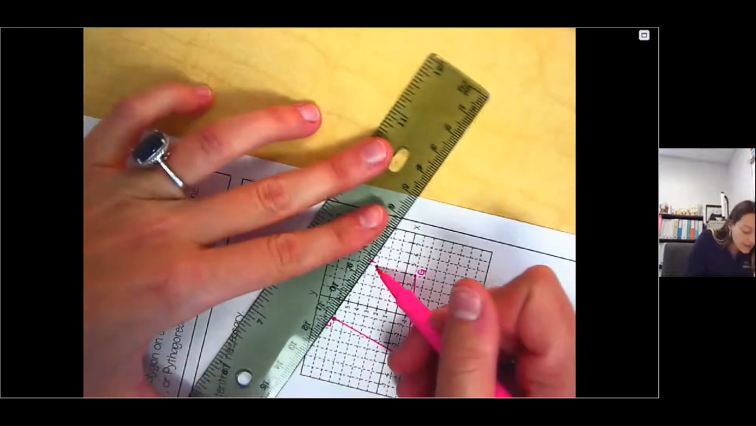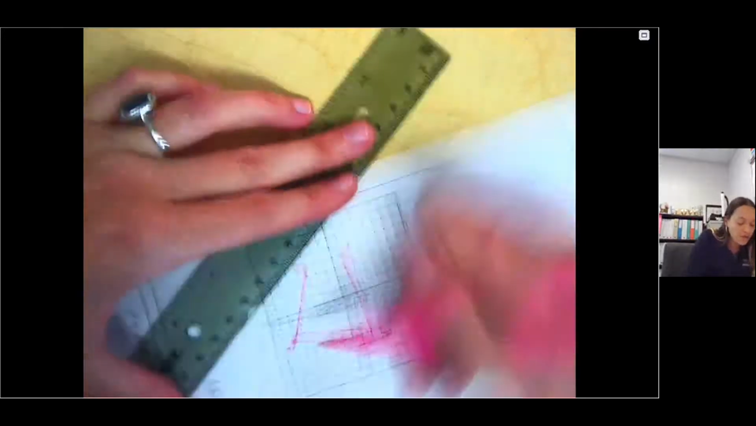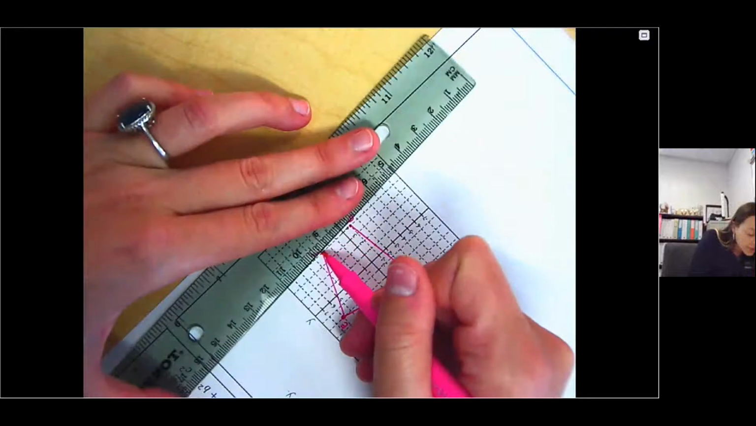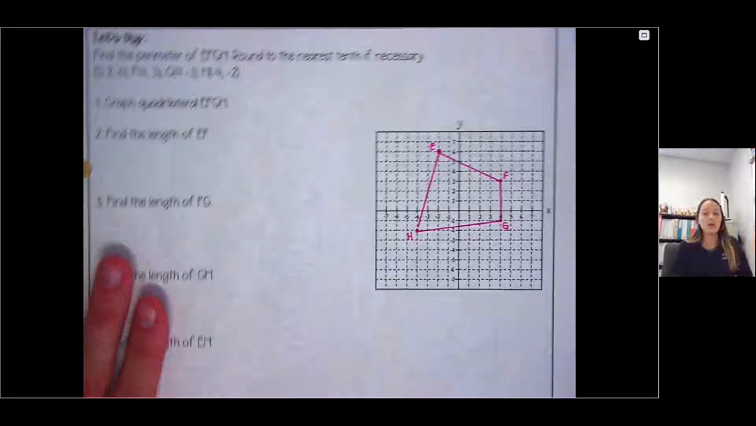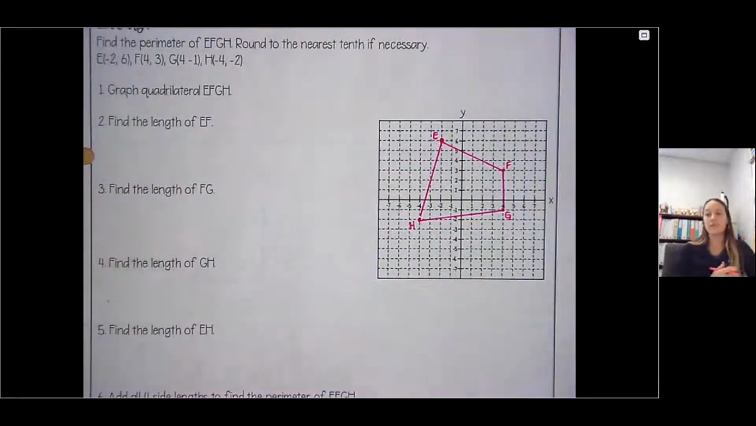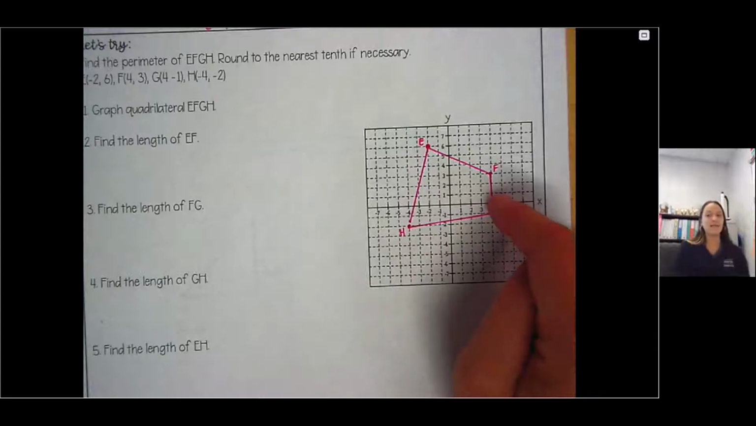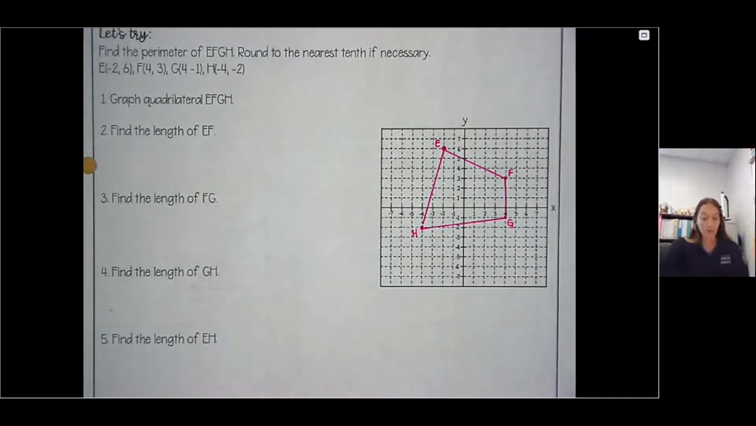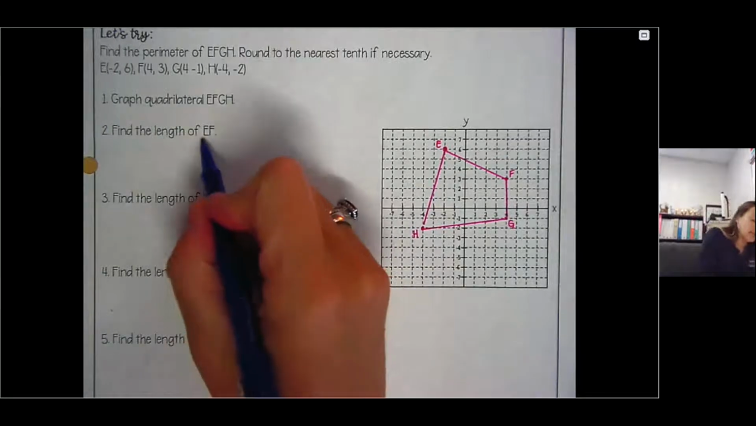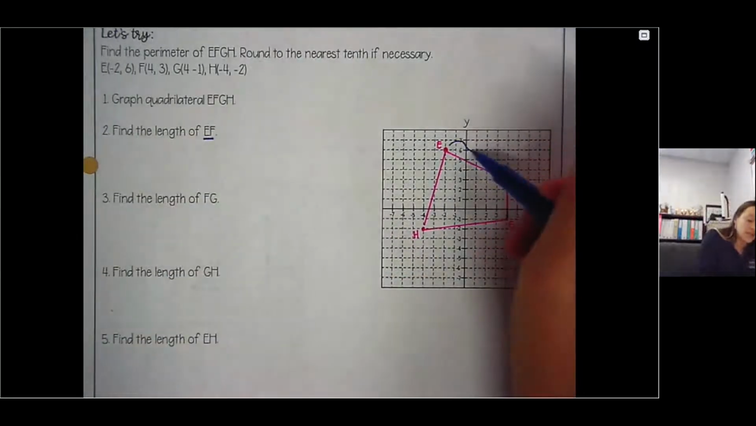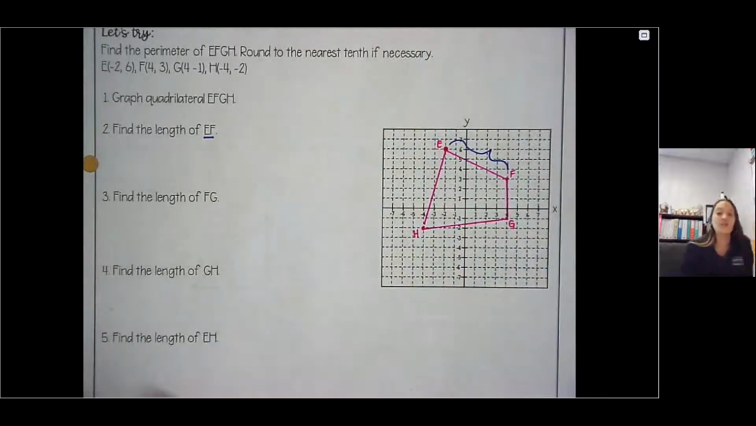Now this quadrilateral, unfortunately, if you look at it, you'll notice none of the side lengths are the same. It's not like a rectangle or a square where some of our distances are the same. This one has 4 different sides, which means we're going to have to find the distance of all 4 of these sides, and then add them together to get my perimeter. We're going to start by finding the length of EF. EF is here to here. So that's my first length.